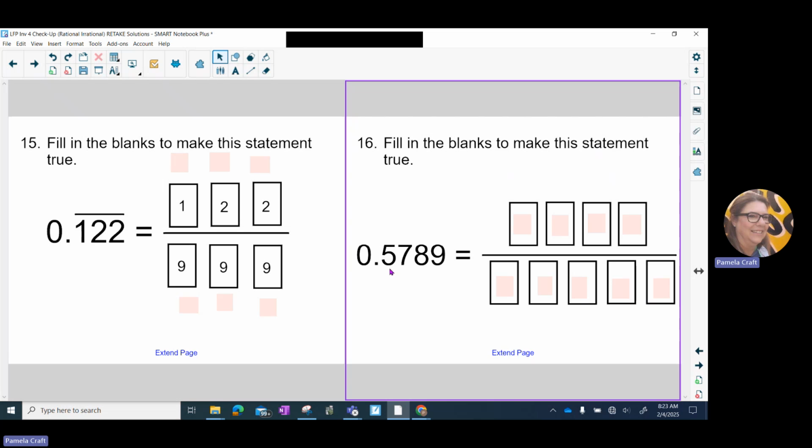16. How can I write 0.5789 as a fraction? If we just say the number out loud, not with saying the word point, this is 5,789 10,000ths, right? We have tenths, hundredths, thousandths, 10,000ths. So you would write all the digits over 10,000.